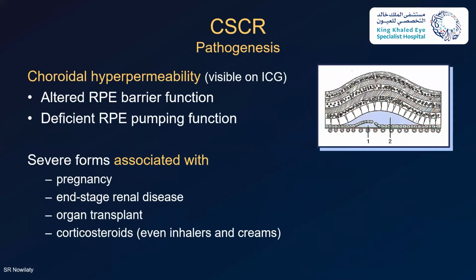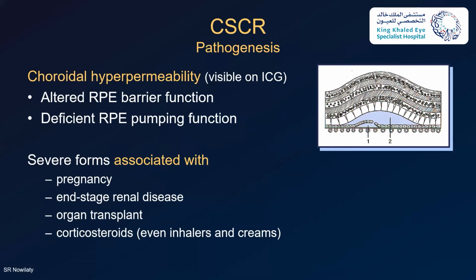As for the pathogenesis, we realize that it is a choroidal hyperpermeability that is very clearly visible on indocyanine green angiography. You have an altered retinal pigment epithelial barrier, you know, that is the outer retinal barrier from the anatomic descriptions that we're giving you. And you may also have a difficulty of the RPE pumping fluid from under the retina. So there is a functional abnormality in the RPE.